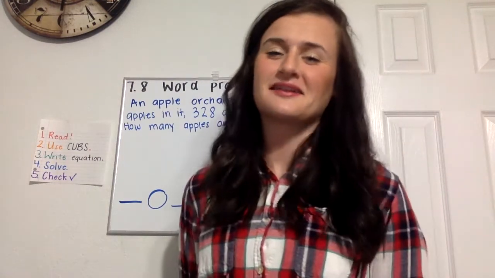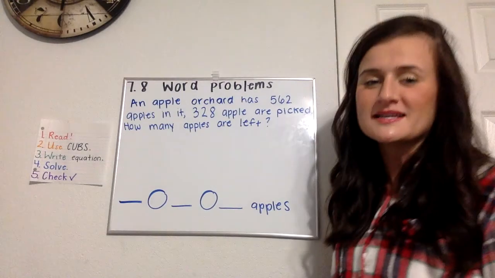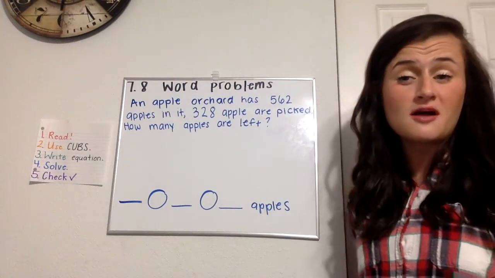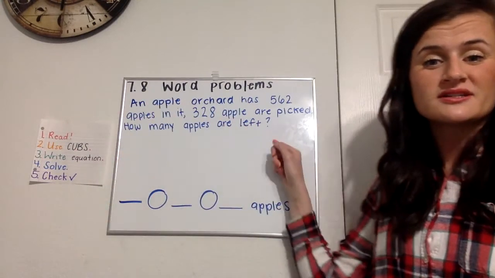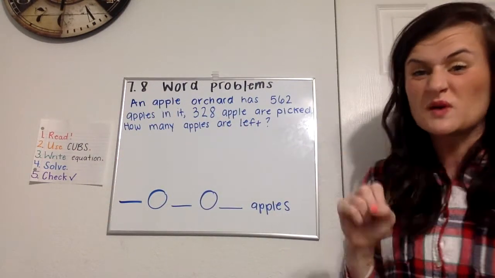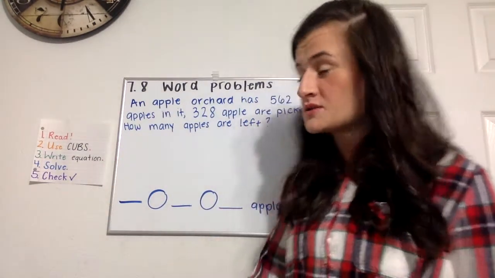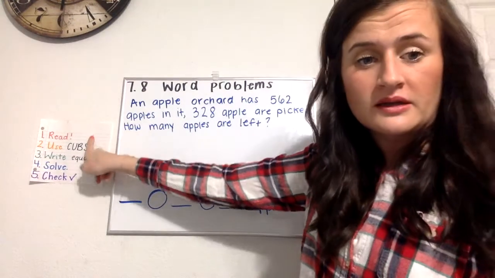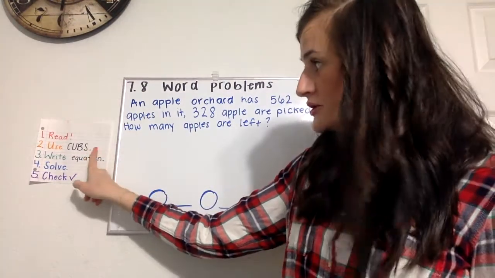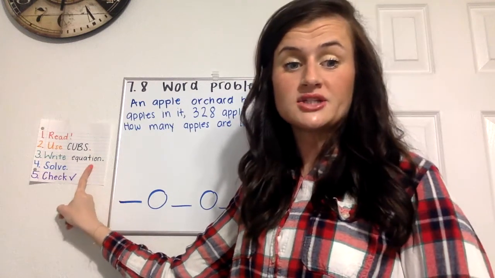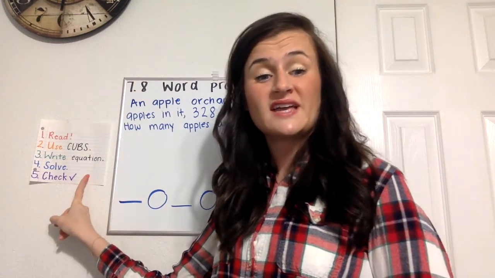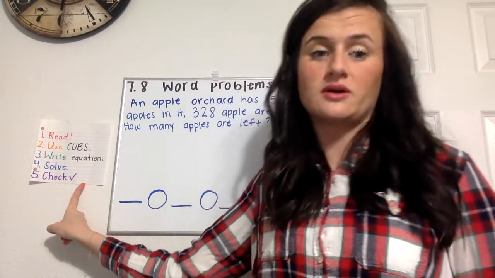All right, let's get started on our math. So today is 7.8, and it's all about word problems. We are going to follow these 5 steps in order to be successful on every single word problem we do today. The steps are: 1, read the word problem; 2, use cubs; 3, write the equation; 4, solve; and 5, check your work.